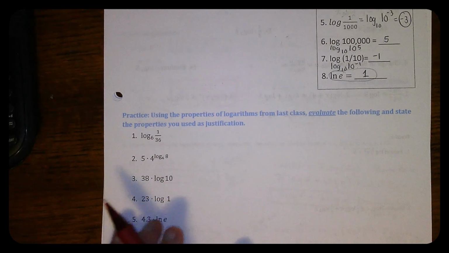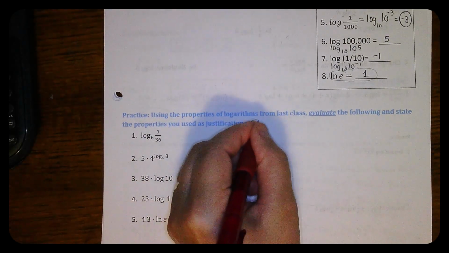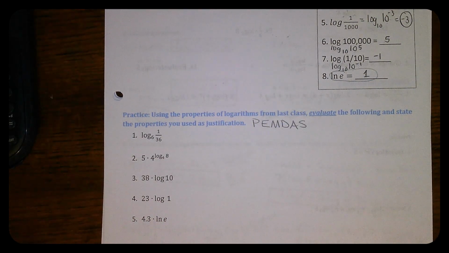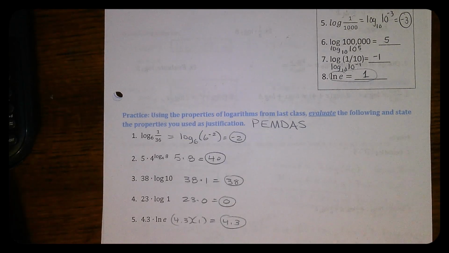All right. Now, try the properties again. Now, this time you're going to have to add and use PEMDAS. All right. So use your order of operations. I'll pause it, see how you do. Okay, so how did you do?